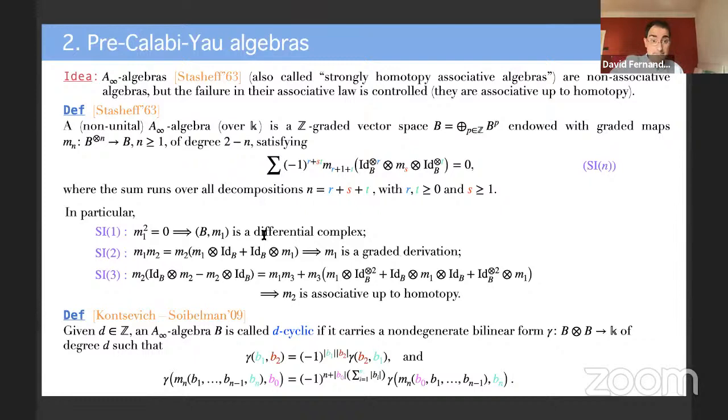And you obtain interesting things. But in particular, in this talk, we will be interested in some special class of A-infinity algebras, which are called cyclic A-infinity algebras. Given an integer d, an A-infinity algebra B is called d-cyclic if it carries a non-degenerate bilinear form, gamma, of degree d, such that these two natural conditions hold: this skew-symmetry and this cyclicity using the higher multiplications.